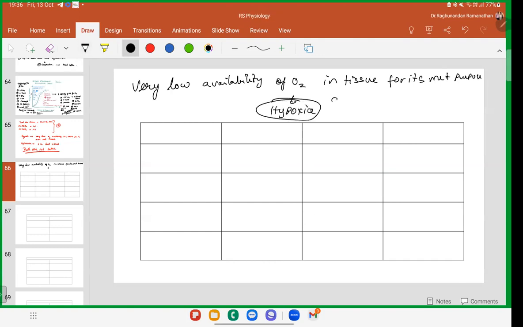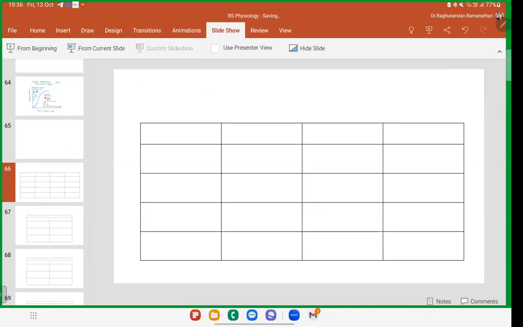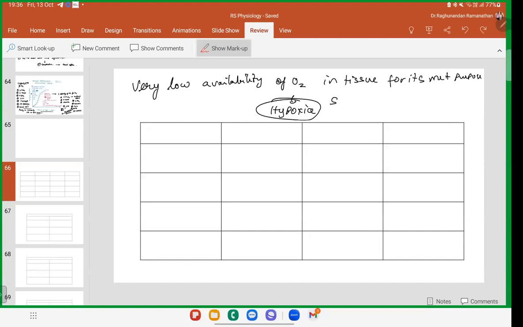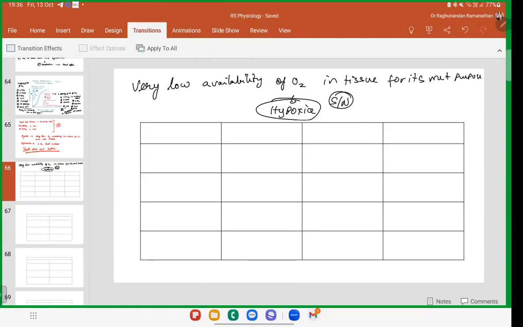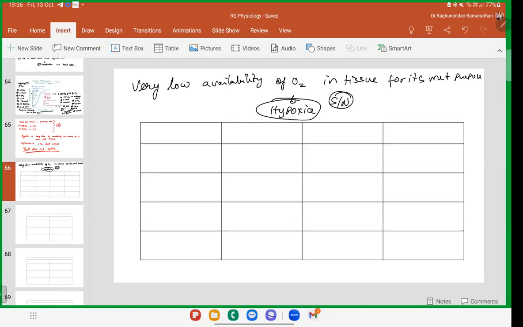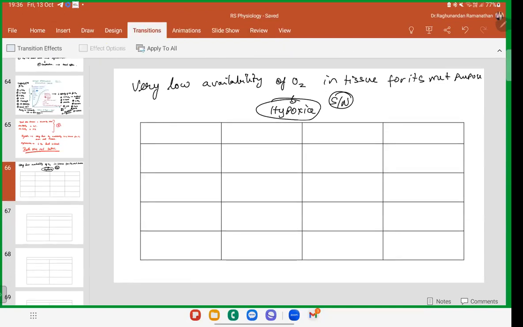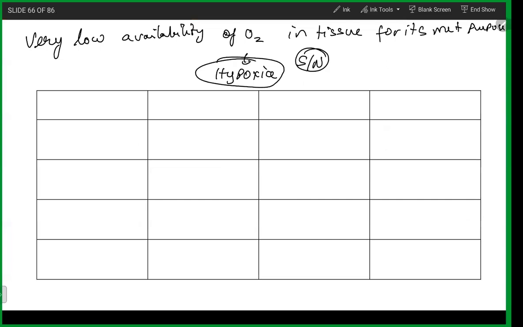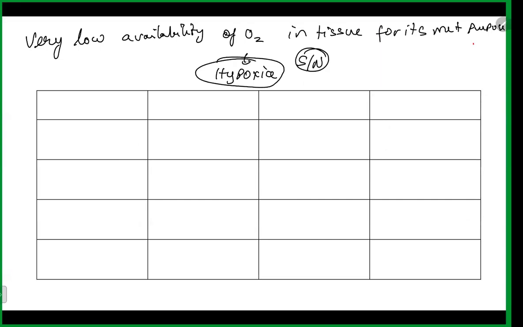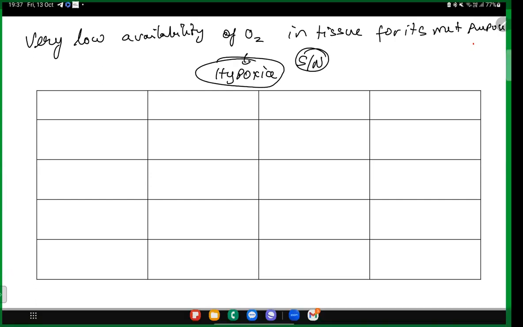Hypoxia is asked as a short note question, which you have to remember. You are going to remember that very easily. Now we will make it as a tabular column, so that it is easy and you are going to remember it very well.